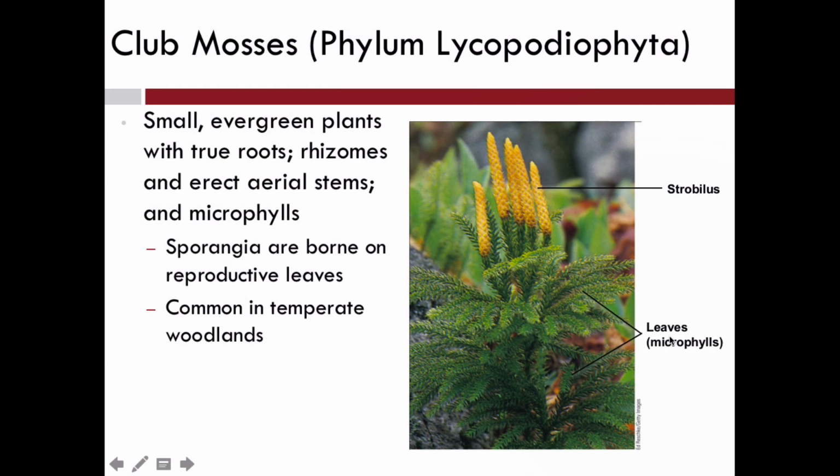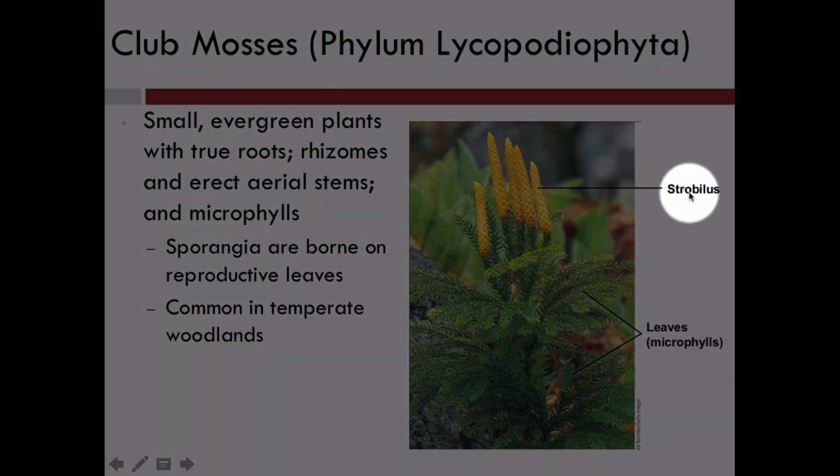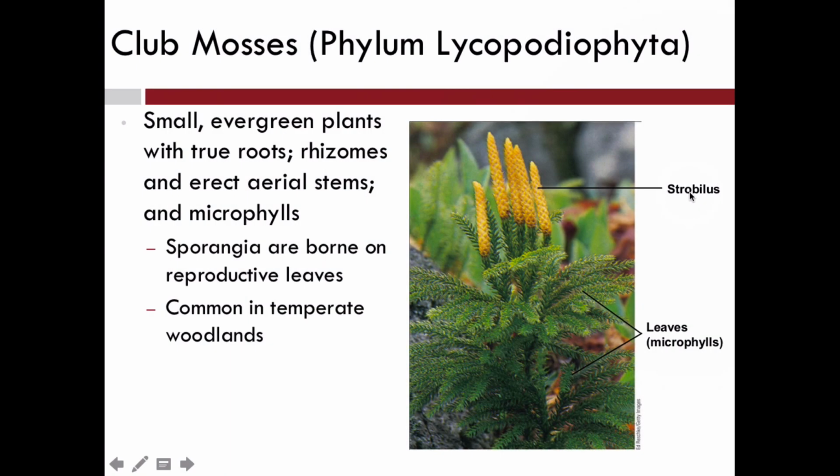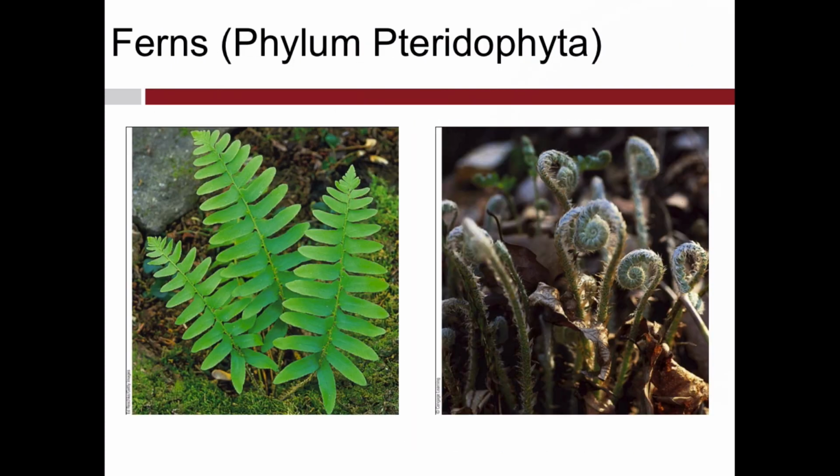Microphylls. So I cannot stress enough, these are very short plants, meaning they are less than approximately 10 inches. They have true roots, true stems, and leaves. And in this case, those leaves are known as microphylls. What's different now is they have what are called the strobilus. This is a new term for us. So the strobilus is what bears spores, the sporangia. And with this, we'll move on from the club mosses to our next group, the ferns.